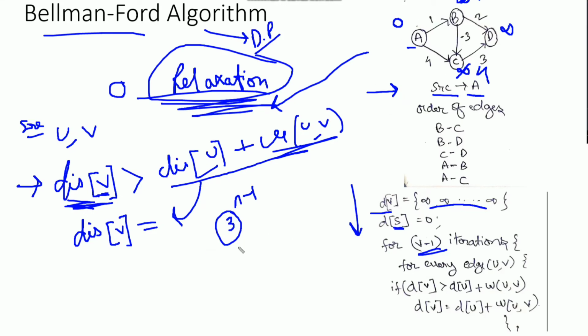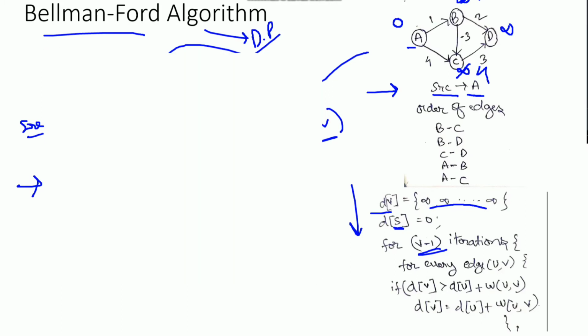And why are we relaxing all the edges 3 times? Like why are we performing V minus 1 iterations? Because shortest path is nothing but a simple path. So what is a simple path? A simple path is the sequence of vertex and edge in which there will be no repetition of vertex as well as no repetition of edge. So vertex and edge will not be repeated. So this is known as a simple path.